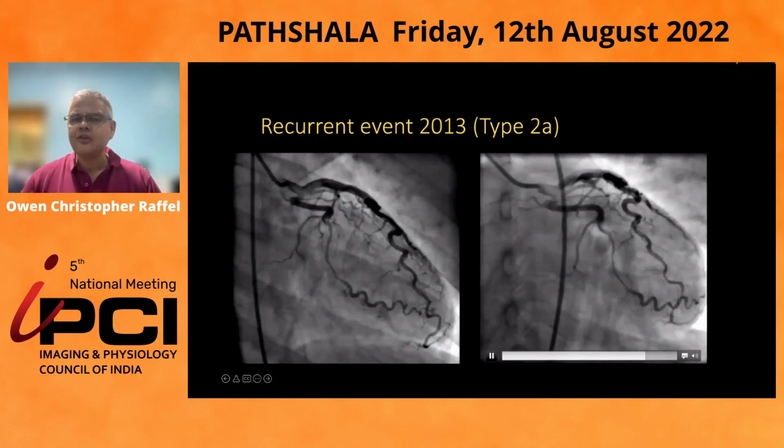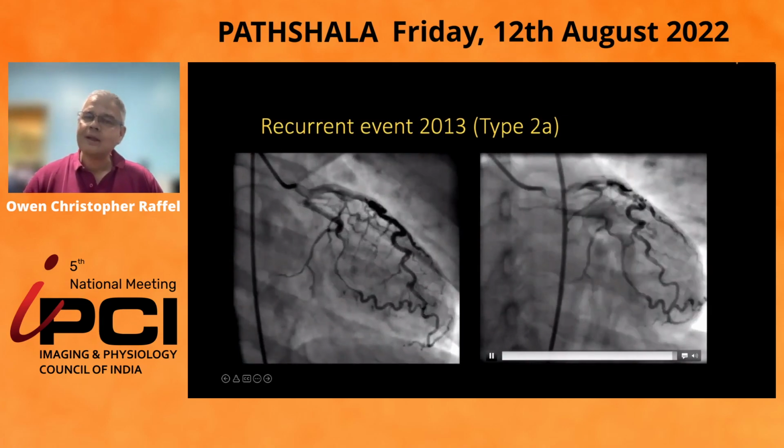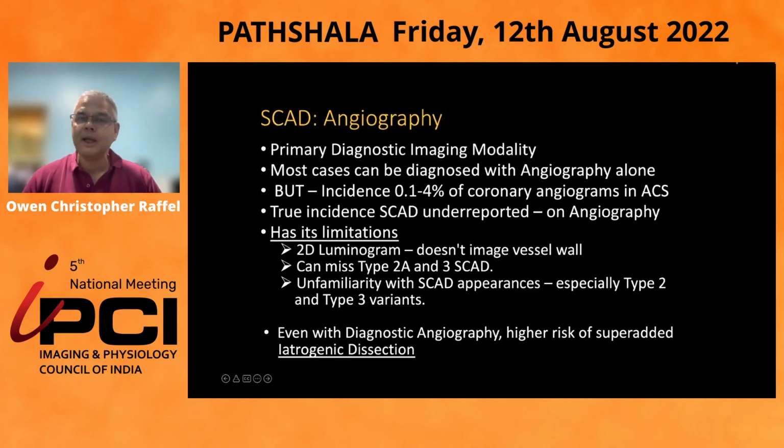But the incidence is quite variable, suggesting, in fact, that the true incidence of SCAD is probably underreported with angiography. So it has its limitations. We know it's a 2D luminogram, so it doesn't image the vessel wall and can miss type 2A and especially type 3 SCAD. Unfamiliarity with SCAD appearances is especially true for type 2 and type 3 variants, and probably is another reason for under-reporting the true incidence of SCAD.